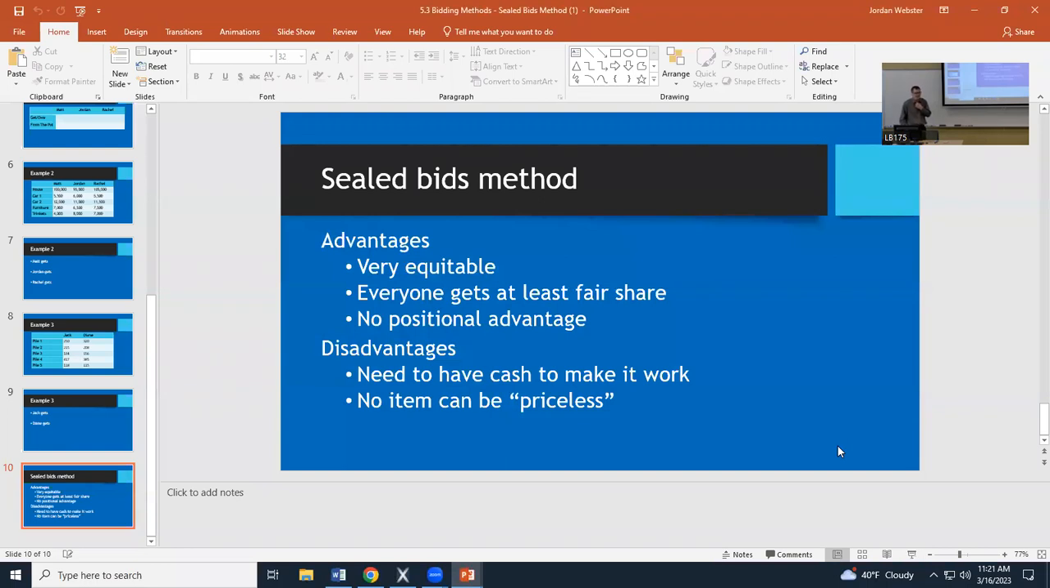All right. Any questions over the bidding methods here? Make sense?